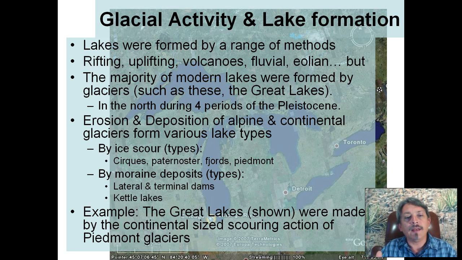Now you have moraine deposition, you have lateral and terminal dams that form, and kettle lakes. The example that we saw here with the Great Lakes were made by a continental-sized glacier that had scouring action and left behind these very large basins in the landscape that filled with water later.